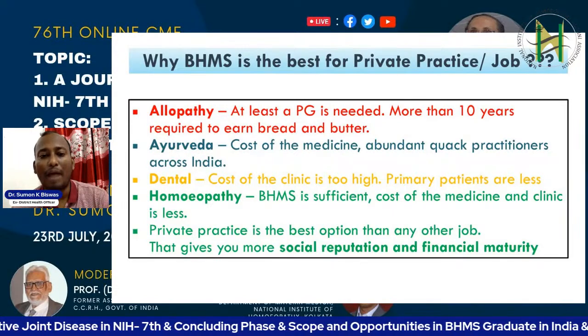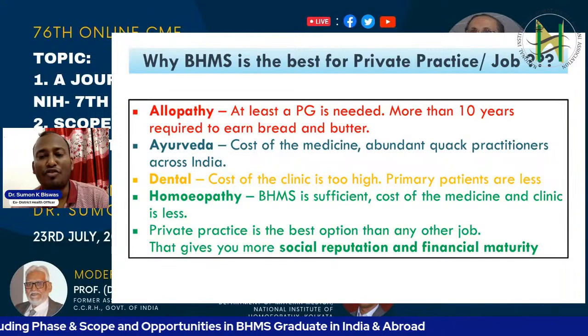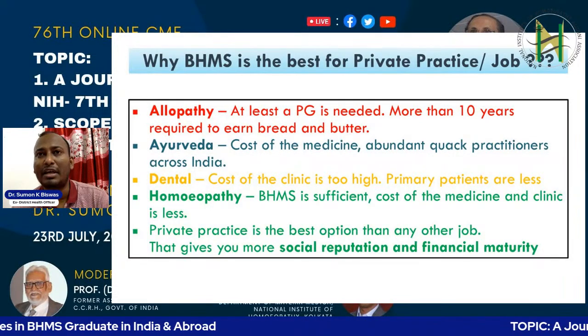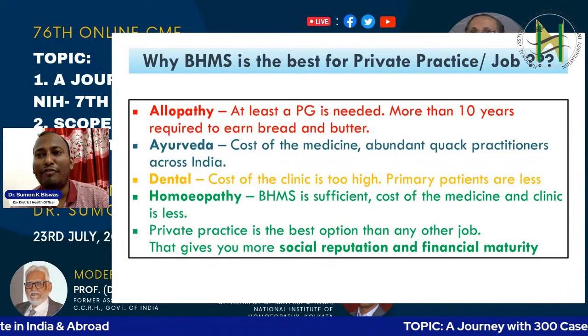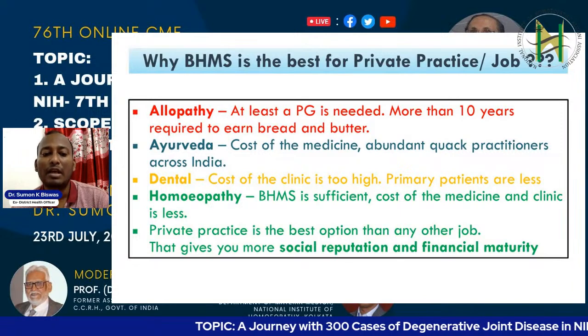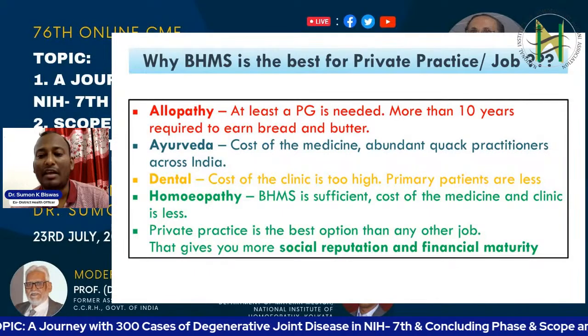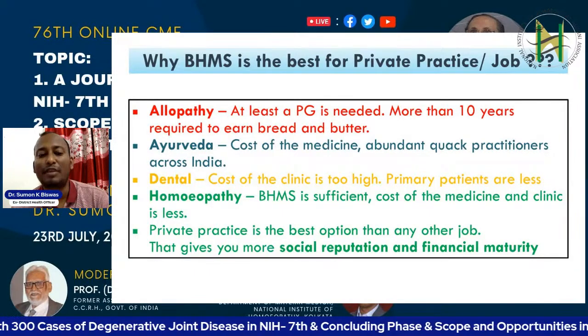So for them, after completing graduation, the opportunity is very less. Even for Ayurveda, the cost of medicine is very high, and there are so many abundant quack practitioners across India. So people may get confused to whom they shall go. So the opportunity for them is also very less. And for dental, the clinic setup cost is very high, and the primary patients are very less for a dental clinic.